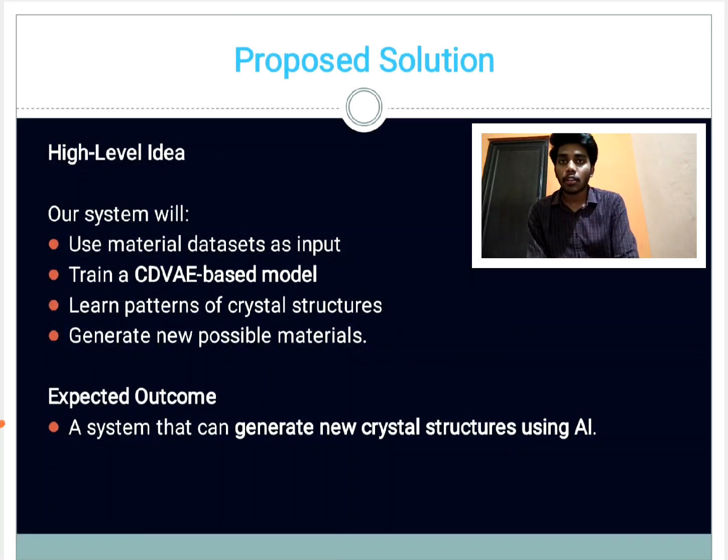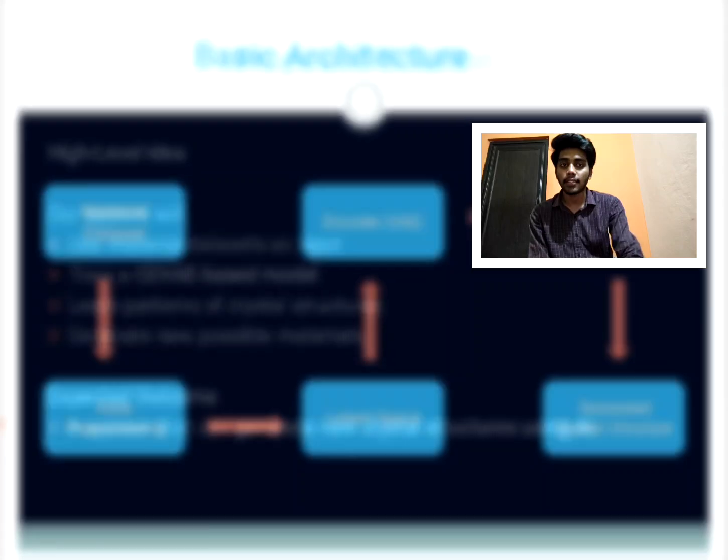Our proposed solution uses the CDVAE machine learning architecture. First, the system takes material datasets as input, then the machine learning model is trained on these datasets. The model learns patterns from existing crystal structures. After training, the model can generate new possible crystal structures based on the learned patterns. This approach helps researchers explore new materials faster using artificial intelligence.